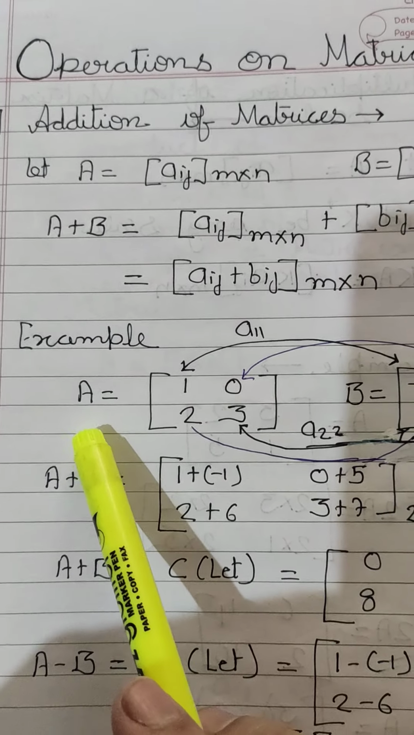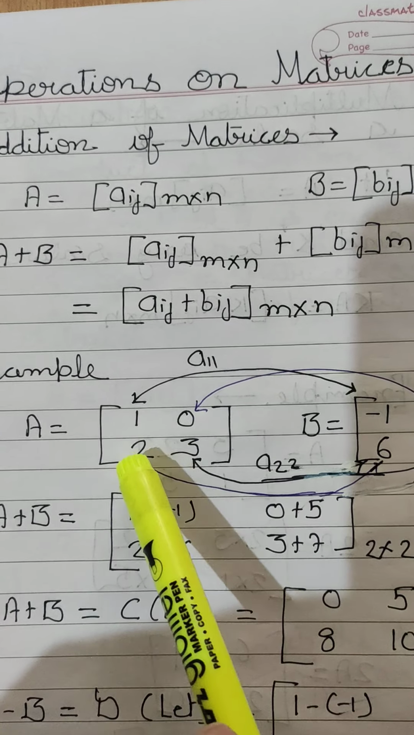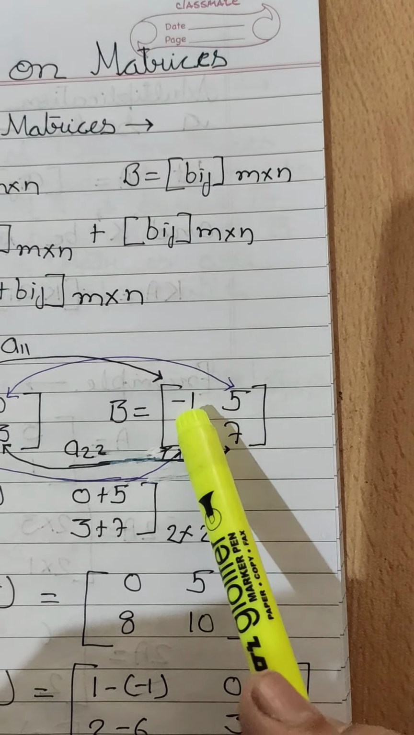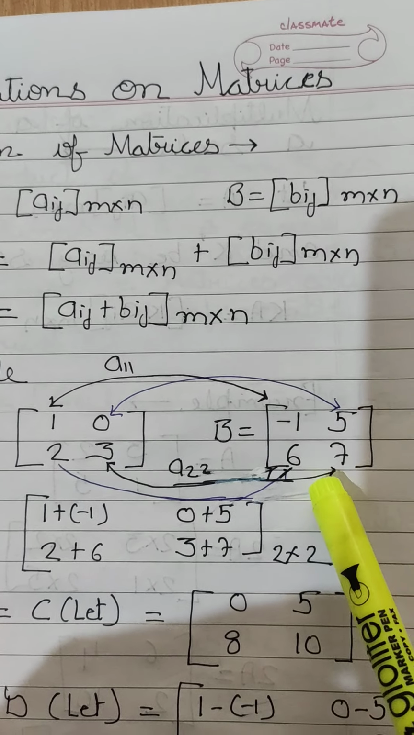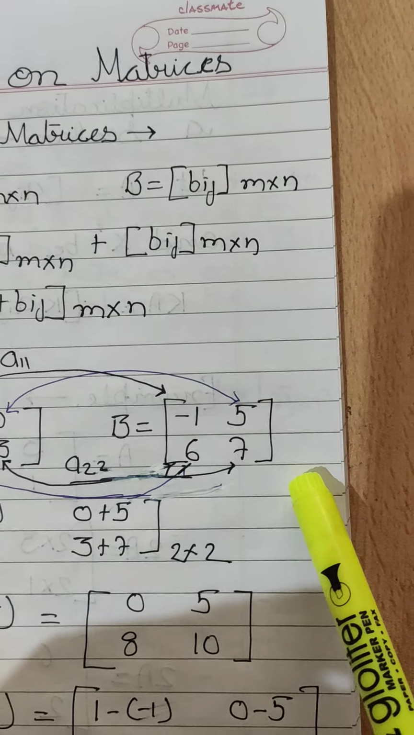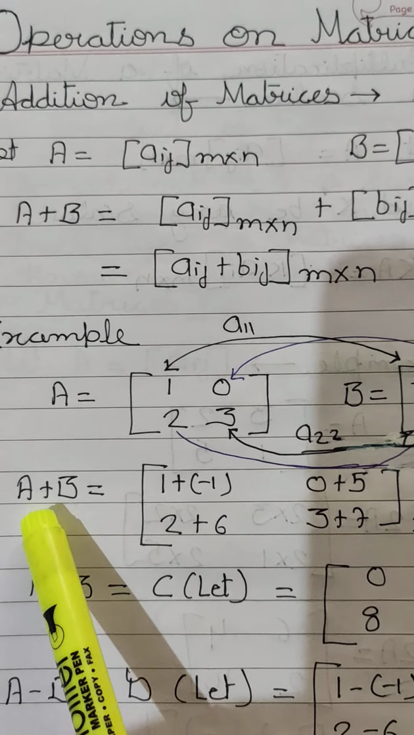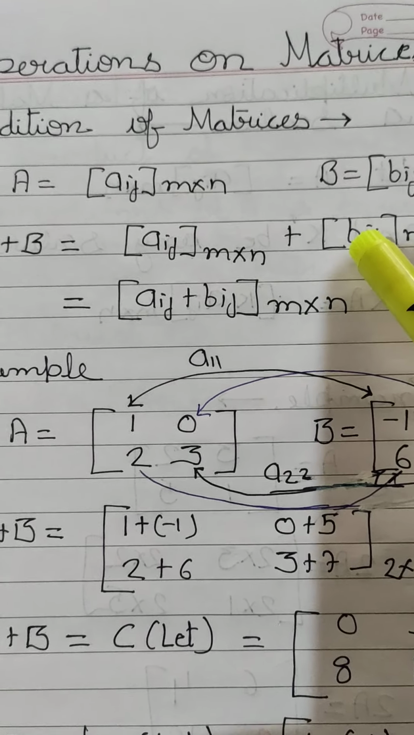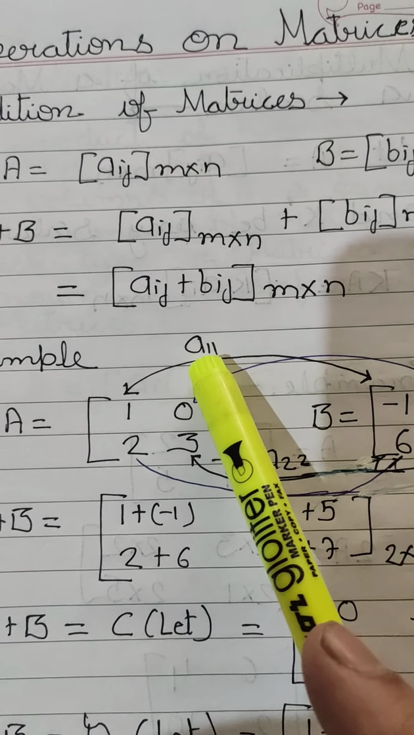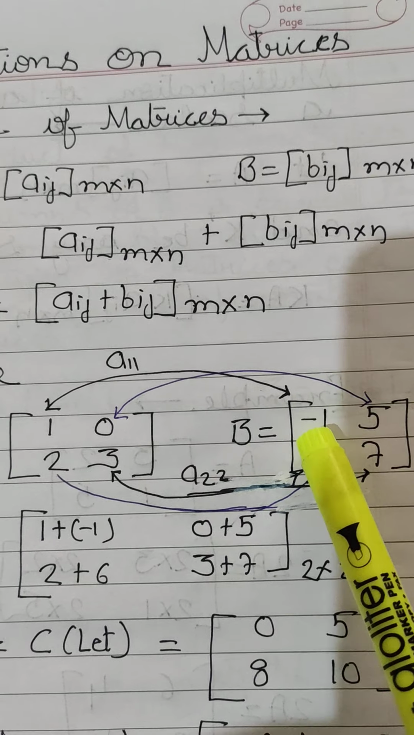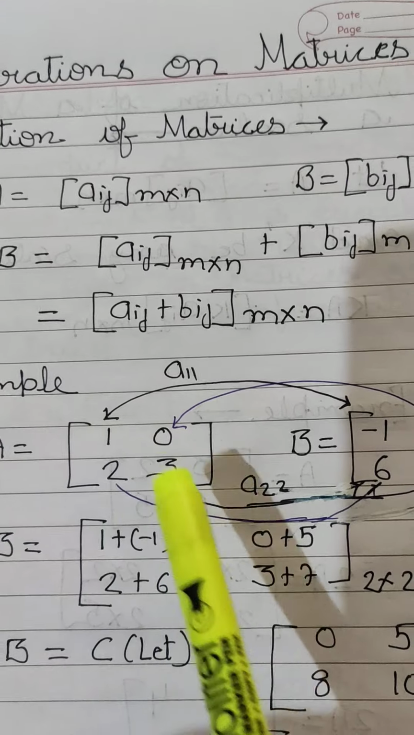If you see it, A is a 2 by 2 matrix given. What are the elements? 1, 0 in the first row, 2, 3 in the second row. B is minus 1, 5 in the first row, 6, 7 in the second row, also 2 by 2. Is its addition possible or not? Its order is 2 by 2 and its order is 2 by 2, so addition is defined. So for the addition A + B, as I already said, we add the corresponding elements. Here A11, the element which lies in the first row and first column, and here in matrix B it is minus 1. So when we add the matrices, we have to add this corresponding element.